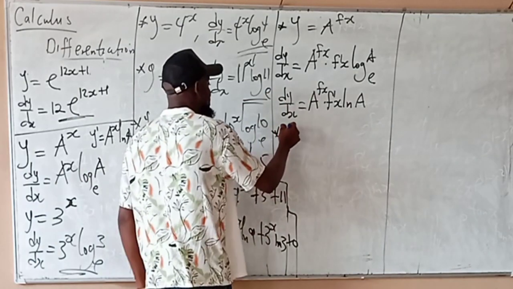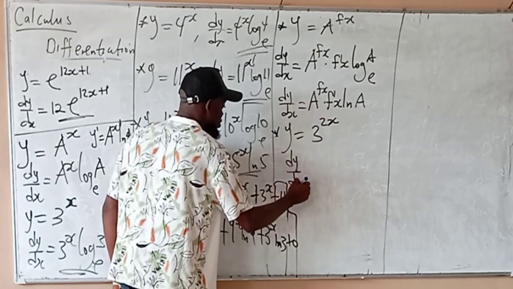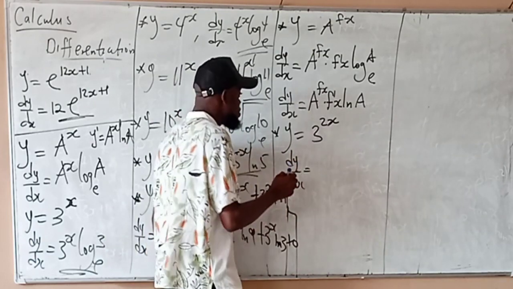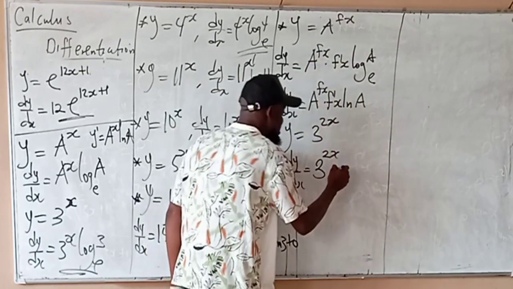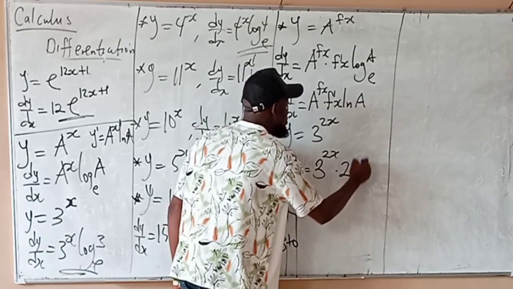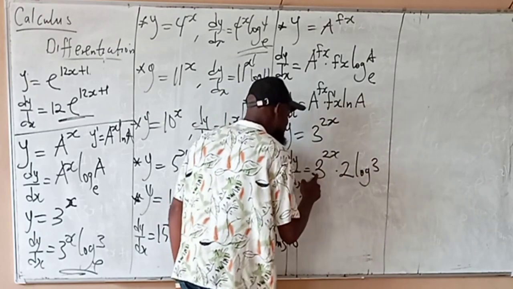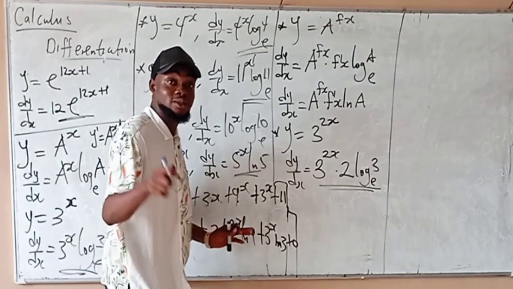So let's have y is 3 raised power 2x. What is dy over dx? dy over dx will be 3 raised power 2x, the question first, remember, times differentiate 2x and bring back 2. You take the log of what? The base to be the answer. That's all. Okay, let's do something very important.